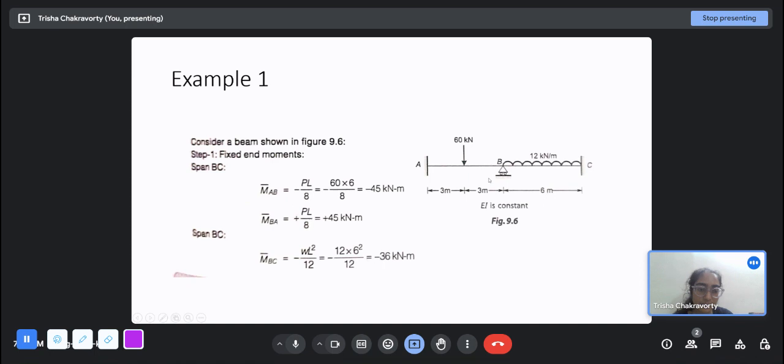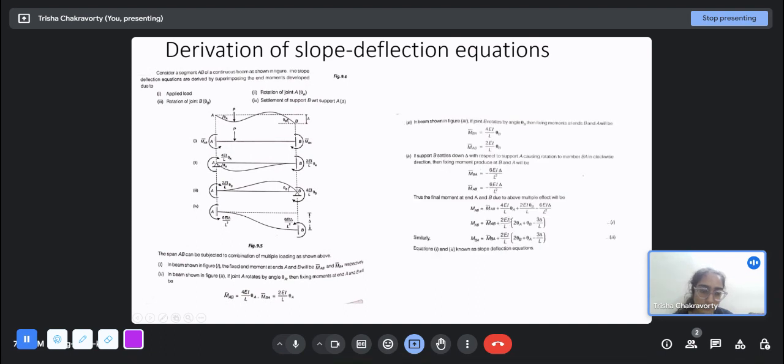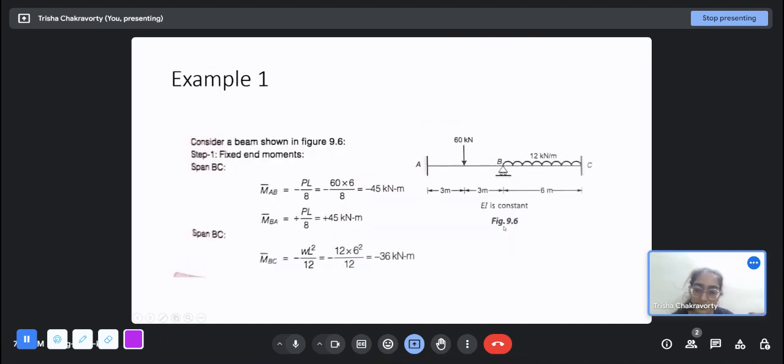So in span AB, MAB is minus PL by 8 and MBA is plus PL by 8. We can see from this formula. If we put it here, we can see this. Here P is 60, so 60 into 6 by 8 is 45, so MAB is minus 45 and MBA is plus 45.